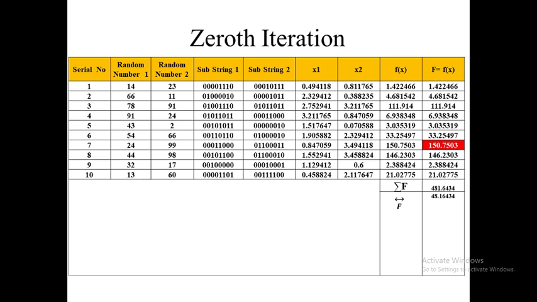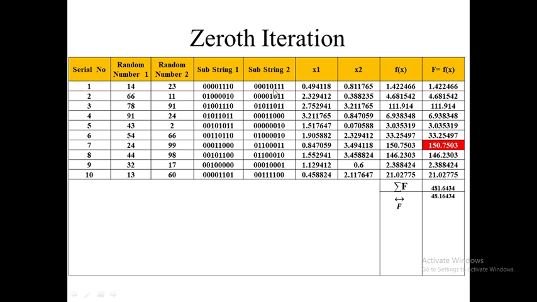Okay, finally, we go for the zeroth iteration. Up to the previous slide, we have seen how to conduct the manual calculation with the genetic algorithm. Now I convert that into an iteration table. Serial numbers 1 to 10. Initially, random number 1 is generated for 10 numbers. Random number 2 I generated, and I convert that random number into a binary number.